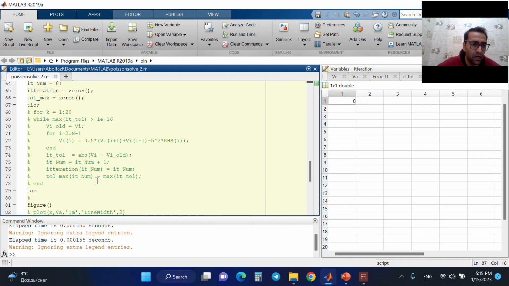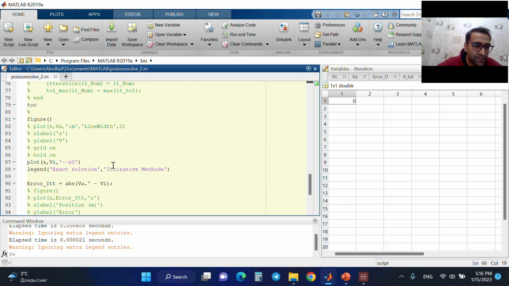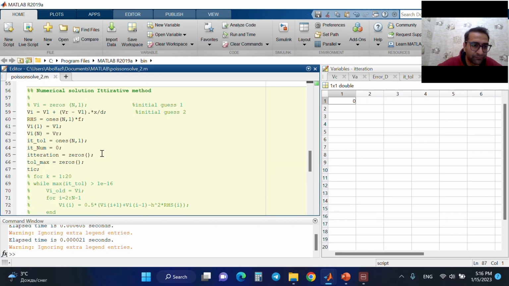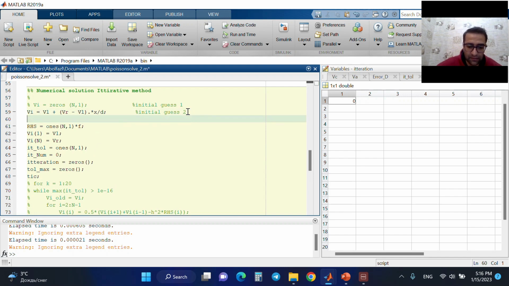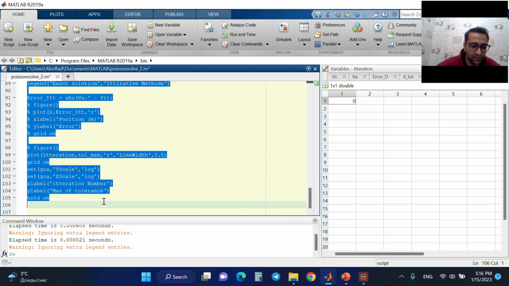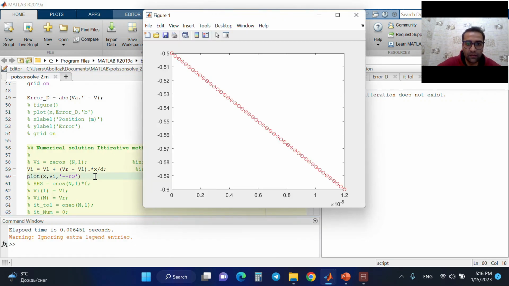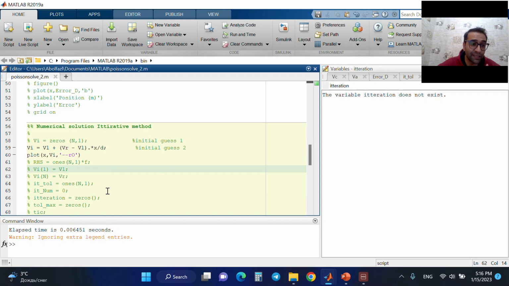Okay, let's do the following. Let's disable all the rest of the comments and copy this plot to exactly here and see how it looks like. This is indeed the initial guess. This is some second initial guess for VI. Let's look at the VI. You see that it's linearly changed. This is indeed our initial solution, initial guess.